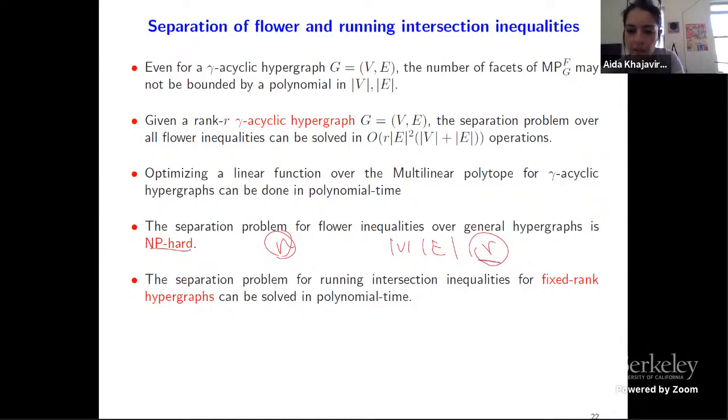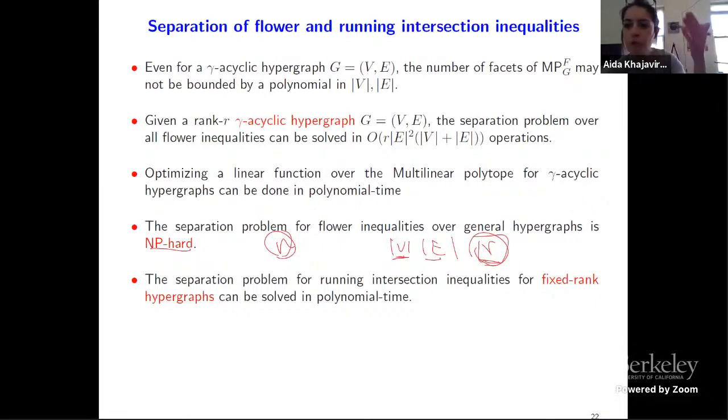Now, I would claim this is not a bad assumption. Why? Because in polynomial optimization problems, V is the number of variables and E is the number of multilinear terms. They can be very big. You can have thousands of them. But R, the rank of the hypergraph, is just the degree of the polynomial optimization problem, and almost always that is much smaller.